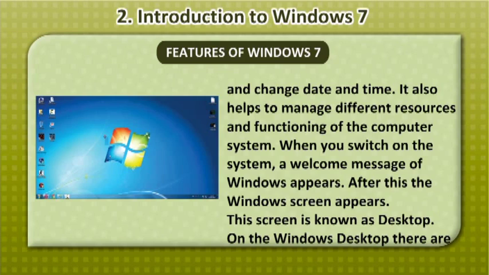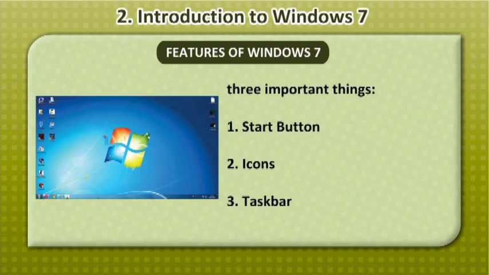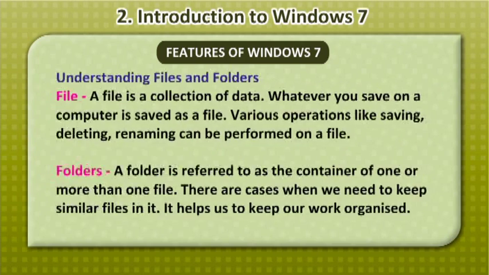When you switch on the system, a welcome message of Windows appears. After this, the Windows screen appears. This screen is known as desktop. On the Windows desktop, there are 3 important things. 1. Start button. 2. Icons. 3. Taskbar.